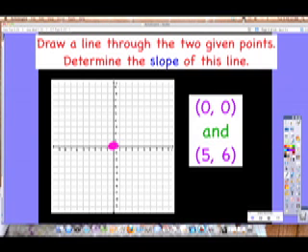All right, Sarah, will you walk me through the point 5, 6, please? So you go right 5. Where do I start though? Start in the middle. Start at 0, 0. Okay, and then you said right 5. Right 5. Okay. Up 6. Do I make a point right here? No. Go up 6. Do I count this? Don't count it until you move. So 1, 2, 3, 4, 5, 6.